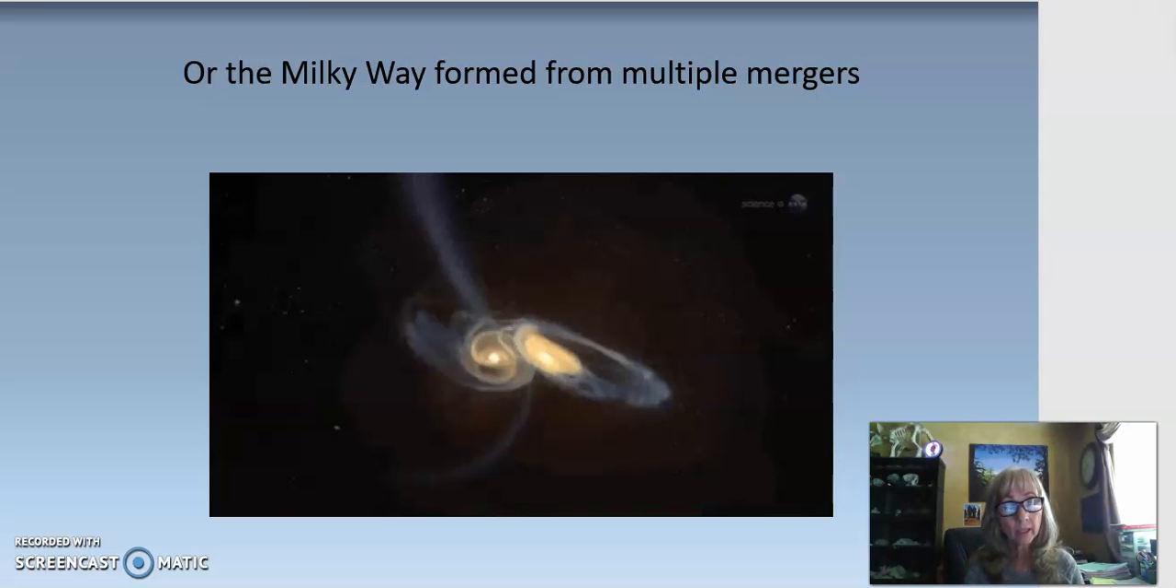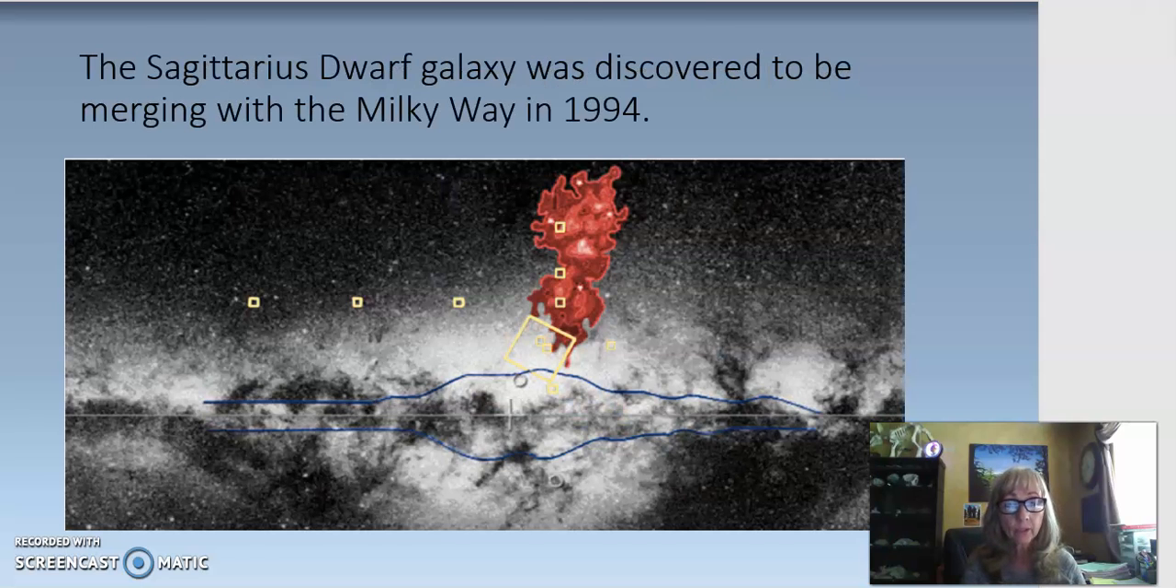So we think that the Milky Way actually formed from multiple mergers of galaxies. So there's evidence for this. One piece of evidence is that the Sagittarius dwarf galaxy, which was only discovered in 1994, is on the other side of our Milky Way, which is why we couldn't find it for a long period of time. And it is currently merging with our galaxy right now.